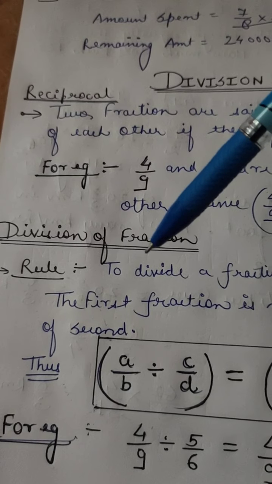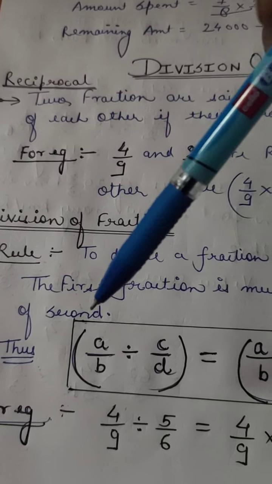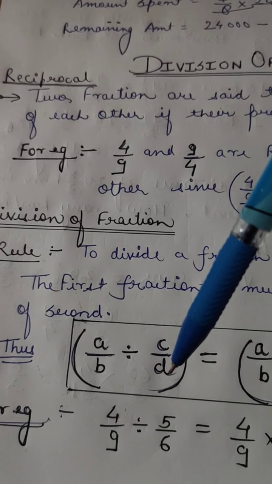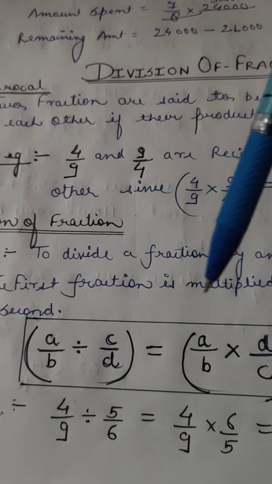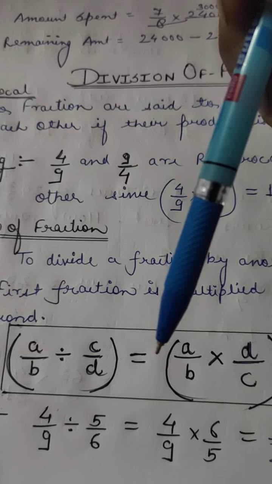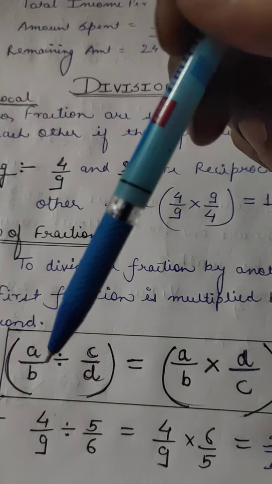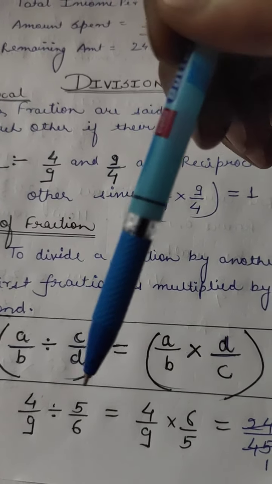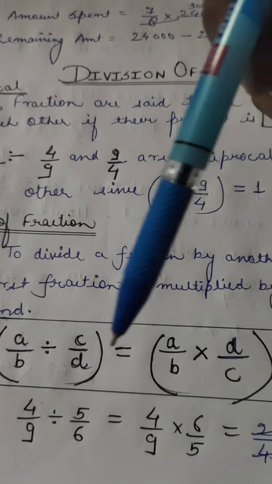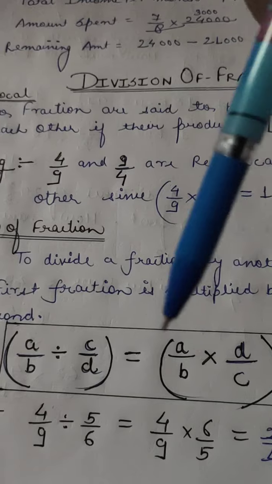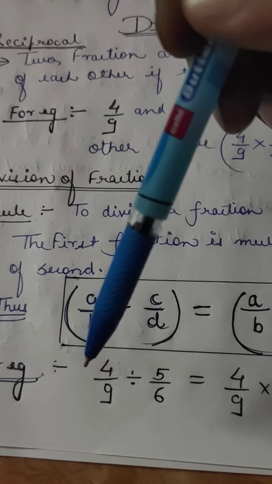So the division of fraction states that if the first fraction a by b is divided by the second one, then what we have to do in order to find the result, we have to replace this division sign by multiplication and take the reciprocal of the next fraction. What is the reciprocal of c by d? D by c.